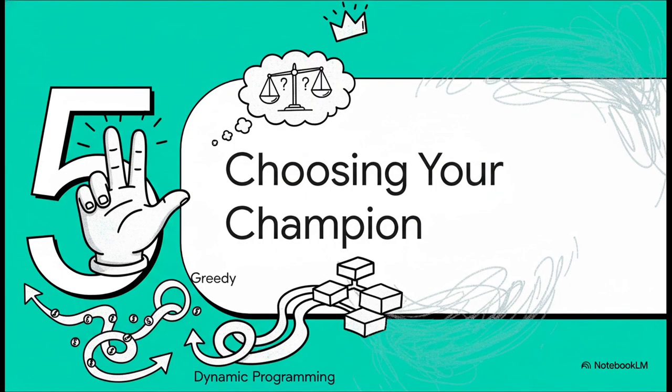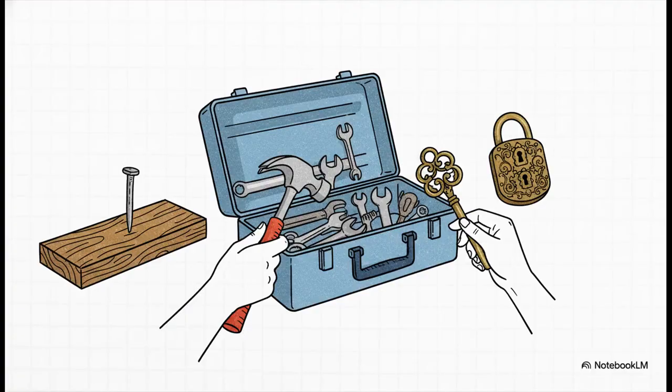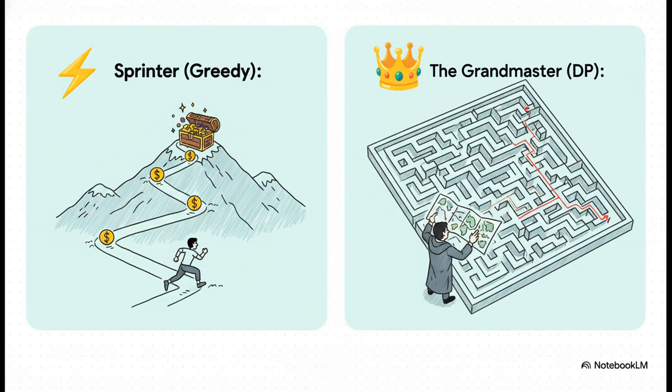So, okay, we've got these two powerful approaches. How in the world do we choose which champion to send into the ring? And honestly, this is the most important takeaway of all. It's not about which one is better. It's not a competition. The real key is understanding the fundamental structure of your problem before you even write a single line of code. So if your problem has that special greedy choice property, where you know for a fact that the best local choice will always lead to the best overall result, then yeah, you unleash the sprinter.